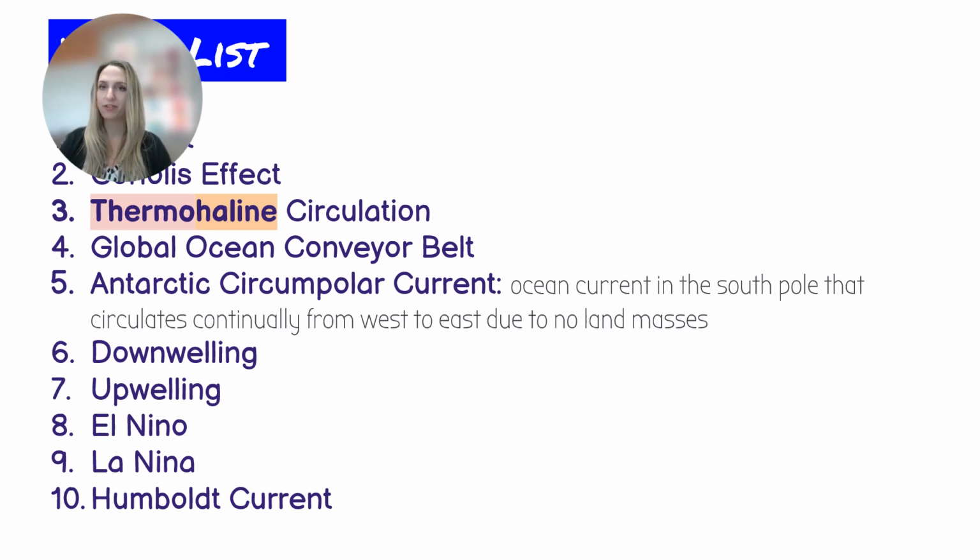I'm covering it. You guys already have these words down. But you had current, Coriolis effect, thermohaline circulation, the global conveyor belt, Antarctic circumpolar current, downwelling, upwelling. We're going to see how upwelling is going to be a major factor in El Nino and La Nina. And then we'll be talking about the Humboldt current in this section as well.